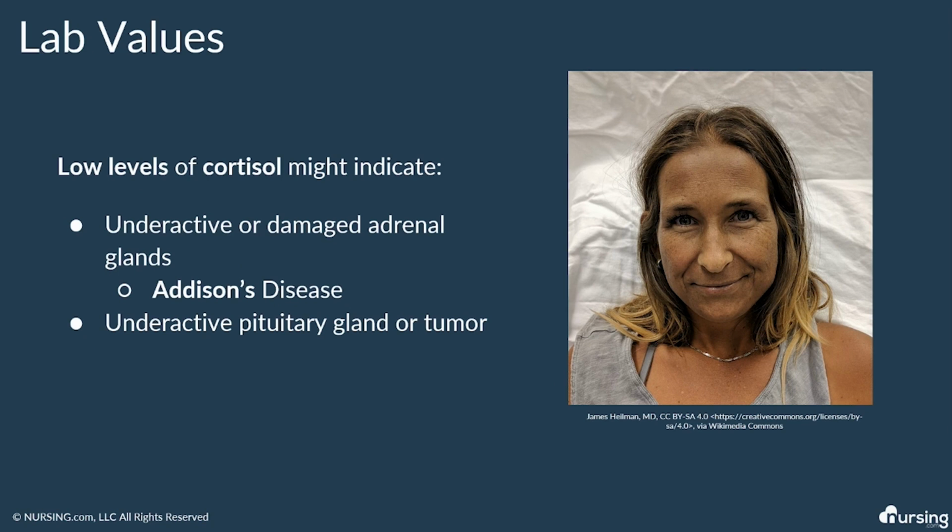When lab values are decreased, or when there's a low level of cortisol, that might mean that the adrenal gland is either underactive or damaged, like in Addison's disease. This woman in this photo has Addison's disease. See how she's all tanned and she might be dehydrated, things like that. It also could mean that there's an underactive pituitary gland or tumor.